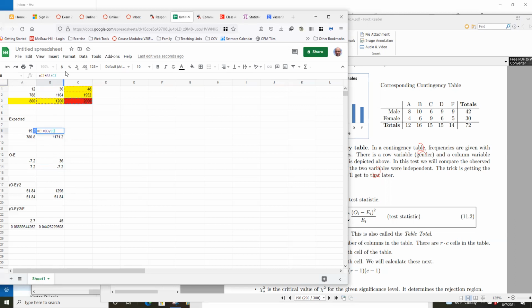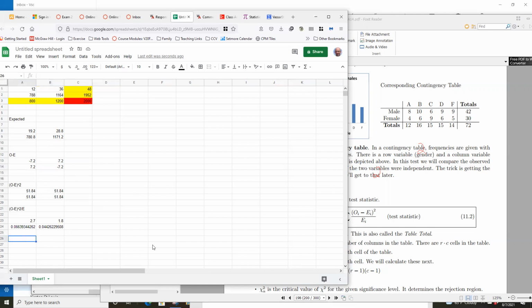Let's see what I did. Row total times column total divided by table total. That's correct. Okay. Then observed minus expected. What did I do there? That's what I did wrong. I did this observed minus expected. There we go. There we go. Now that's looking more reasonable.